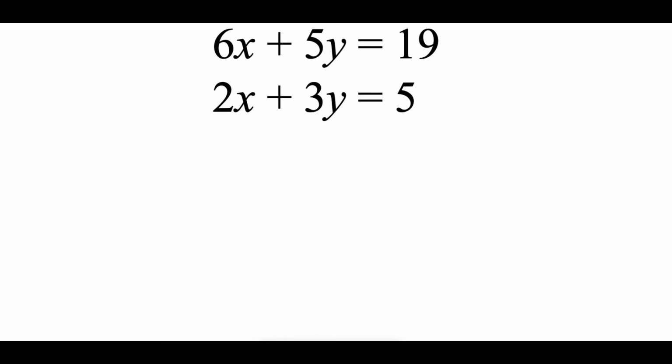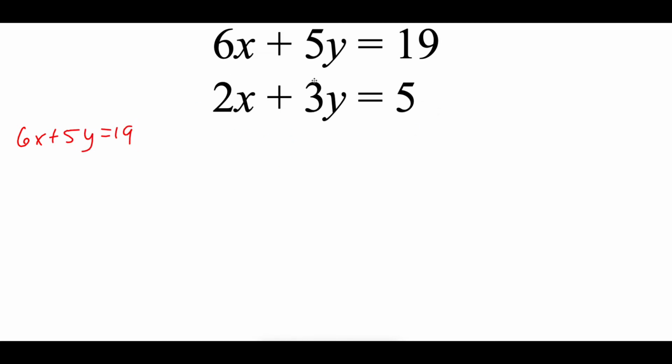Now, if we look at the y variables, we've got 5y in the first equation and 3y in the second equation. There's not a very easy way to take 3 and multiply it by some number and turn it into 5. So because of that, we should work with the x variables and try to get opposite numbers in front of those x variables. What we're going to do is leave the 6x alone. There's an easy way for us to turn a 2 into a 6, so we're not going to change the top equation at all. We're going to leave that one as 6x plus 5y equals 19.